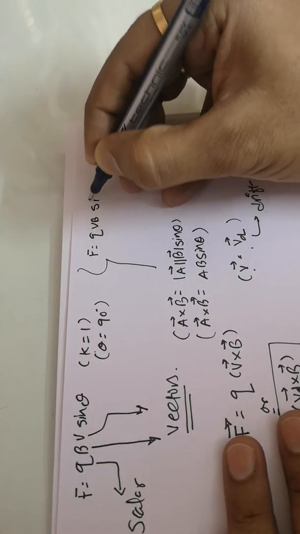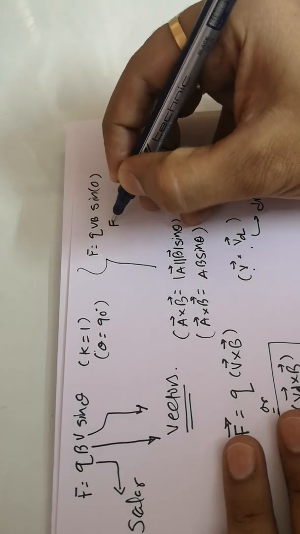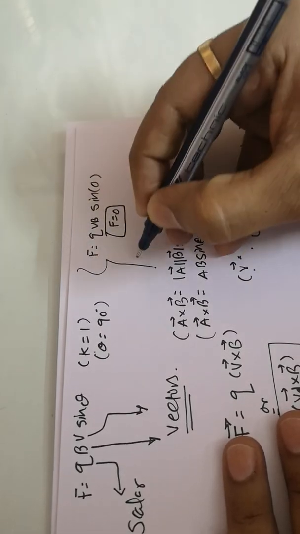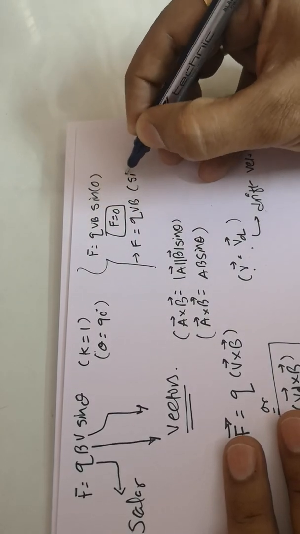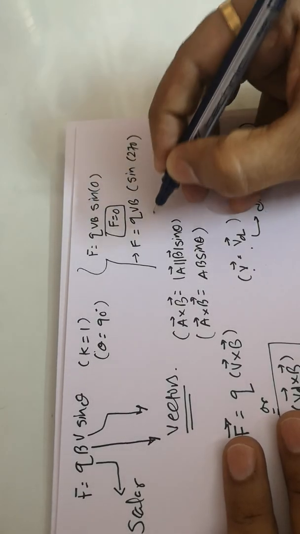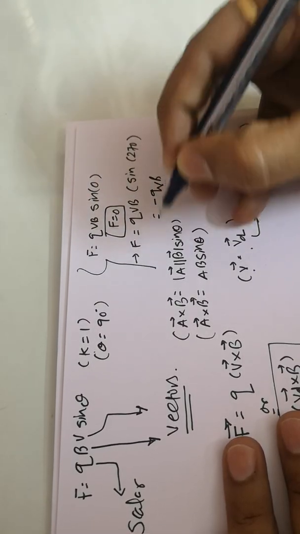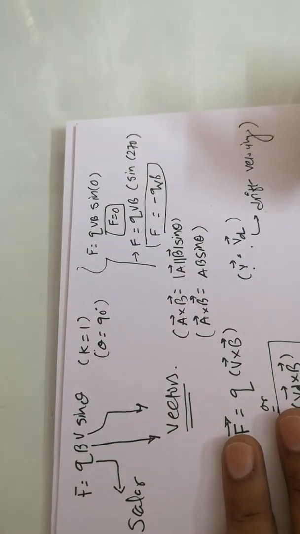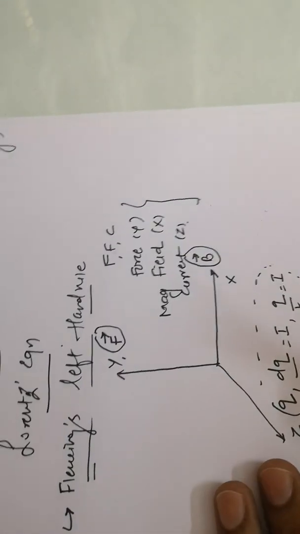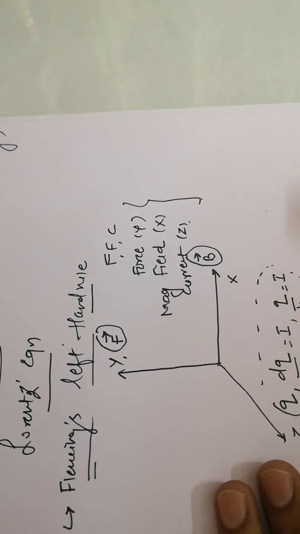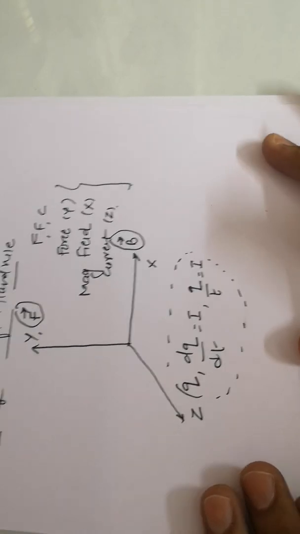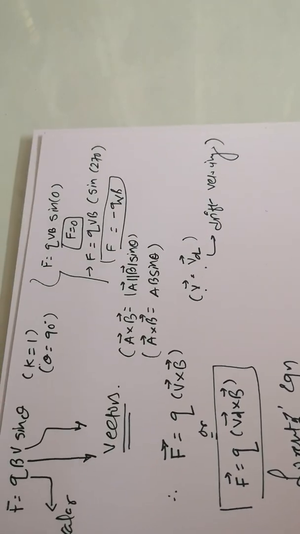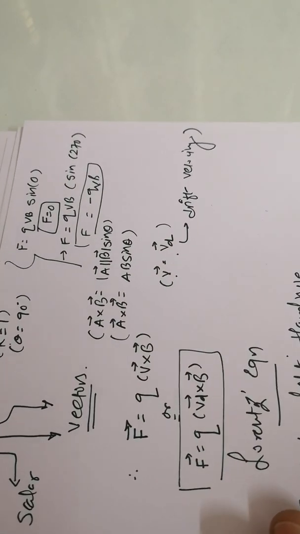If I put theta equals 0, there will be no force. If theta equals 270, that would be QVB sine 270 degrees, which gives me minus QVB. So as per the directions you change in FFC, Fleming's left hand rule suggests that the direction of force will also change, because Q is a scalar quantity, but v and B are vector quantities, so the values keep on changing.